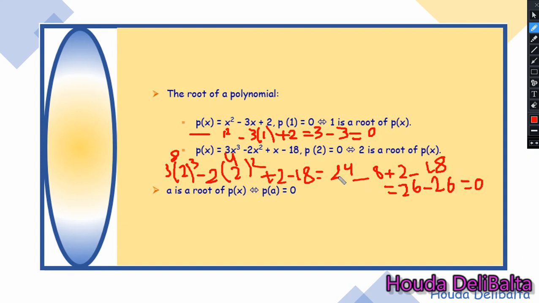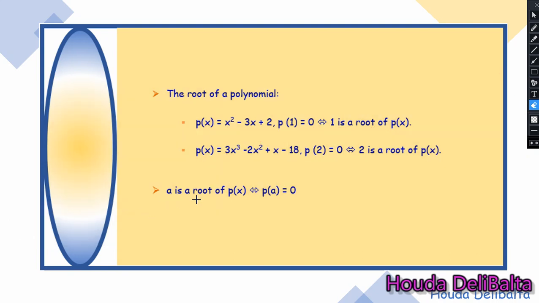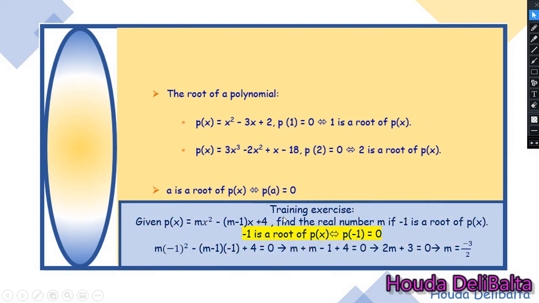And thus, because p of 2 is 0, then I can say that 2 is a root of p of x. So finally the remark says: a is a root of p of x, equivalent to p of a is 0. So if a is a root of p of x, then p of a is 0. If p of a is 0, then a is a root of p of x. And here is a training exercise to know how to use and when to use this idea.